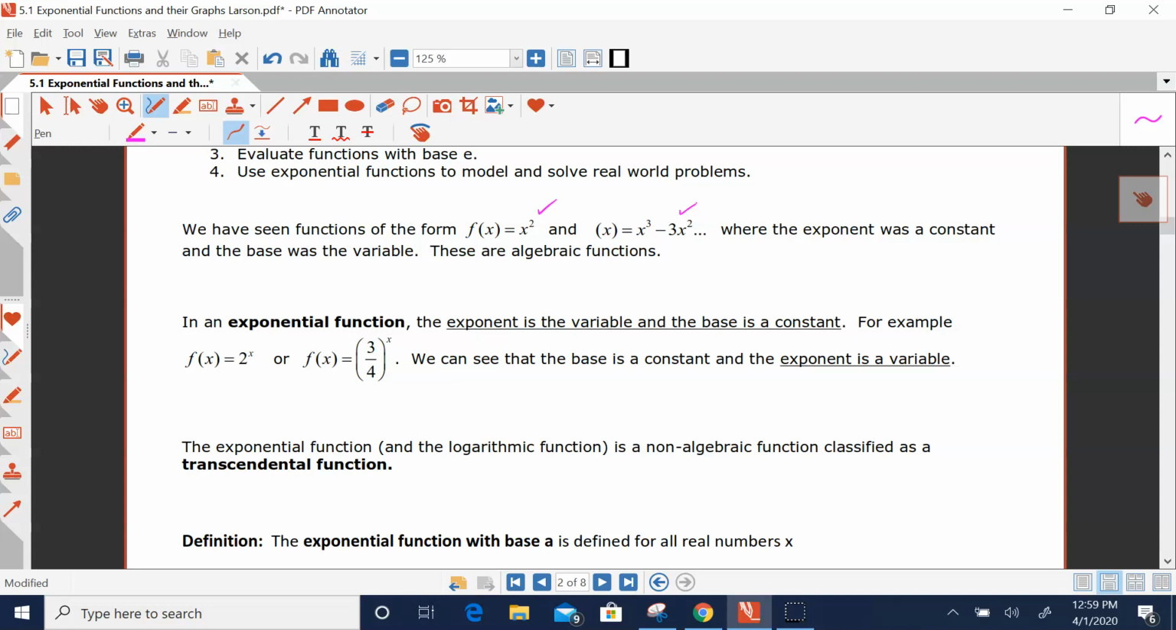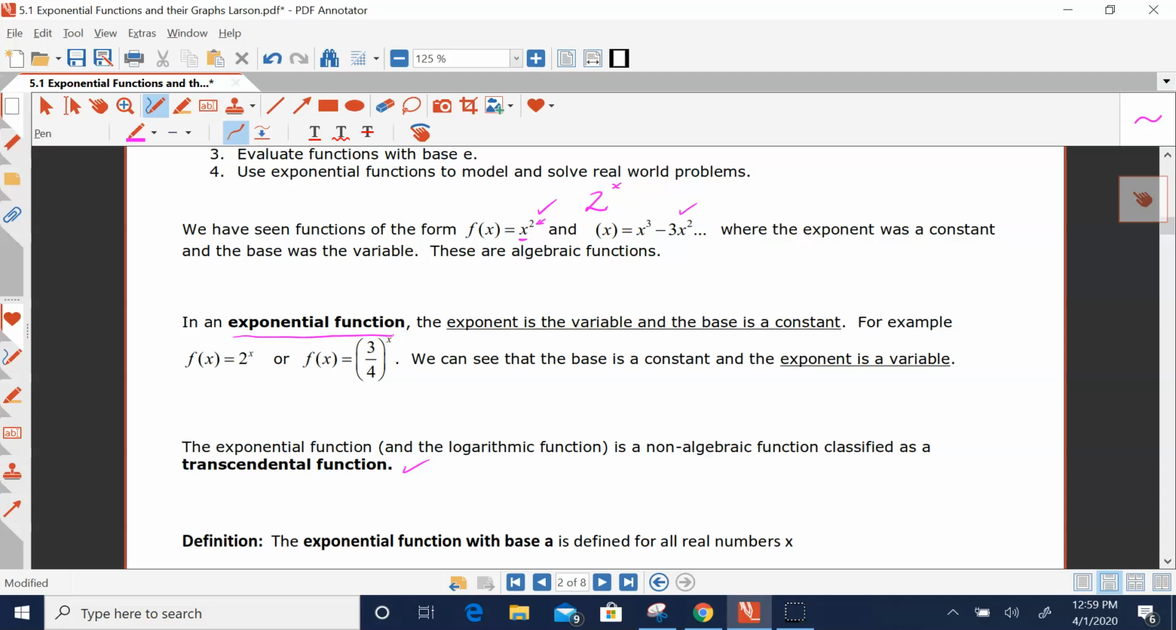When we switch the base, in this case, which is x, and the exponent in that case, which is 2, when we switch those two out, where the 2 becomes the base and the x becomes the exponent, we have now transformed this into what we call a transcendental function. And a type of transcendental function is our exponential function.